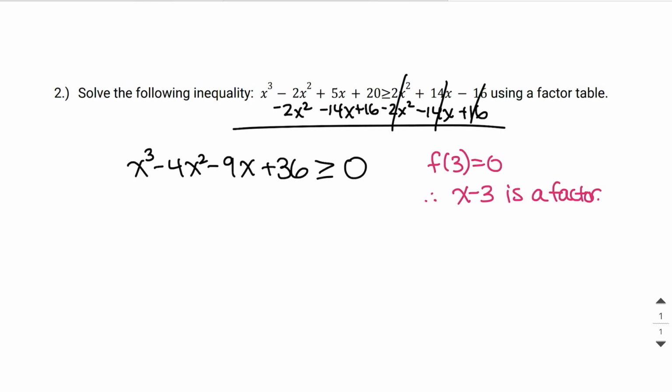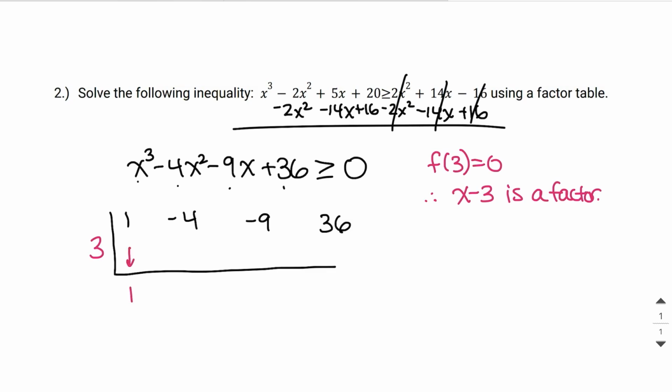So let's go ahead and do our synthetic division. So I'll start with 1, -4, -9, and 36. And because f of 3 worked and x minus 3 is a factor, I'll put in 3 here. So let's go ahead and do our division. So I'll bring down the 1. 1 times 3 is 3. Add that, I get negative 1. Negative 1 times 3 is negative 3. Add that, I get negative 12. Negative 12 times 3 is negative 36.